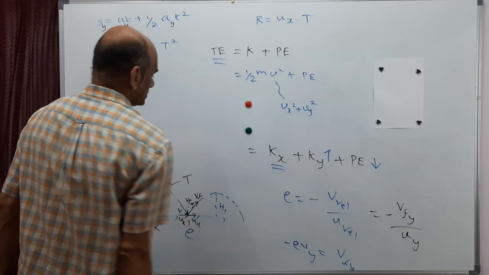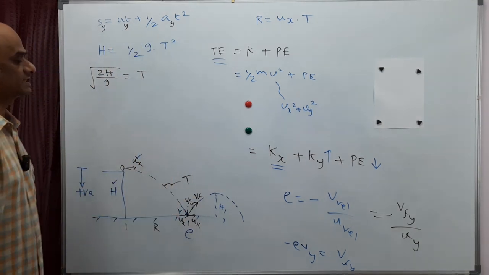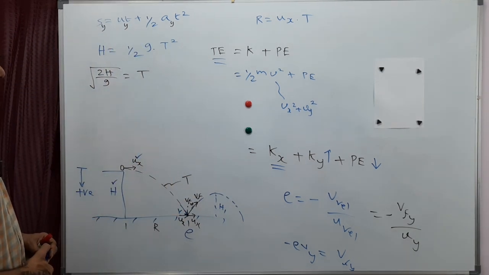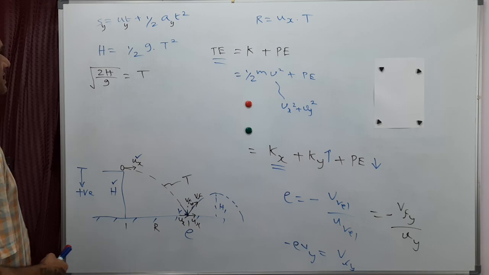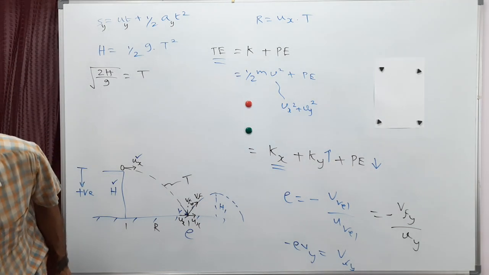e is usually less than 1, so the velocity will decrease by a factor e after collision. With these basic ideas, we can solve this JEE Advanced question.